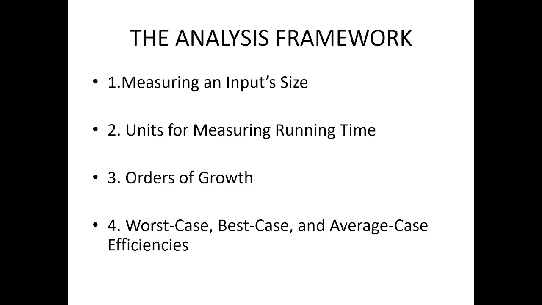So these are the analysis framework. These are the key parameters to measure or analyze the efficiency of an algorithm. The first parameter is the input size, based on which we can analyze the algorithm's running time as well as the space complexity. And second, units for measuring runtime, and the order of growth, which is your asymptotic notation. Based on that condition, we can divide the algorithm into worst case, best case, or average case efficiencies.